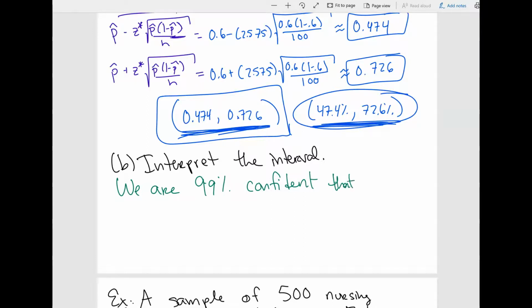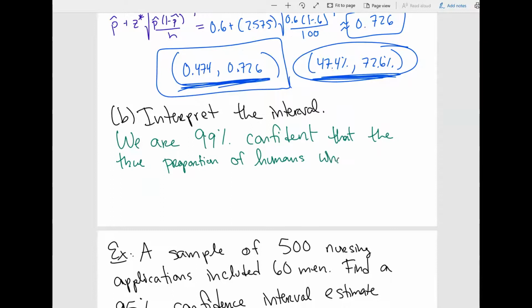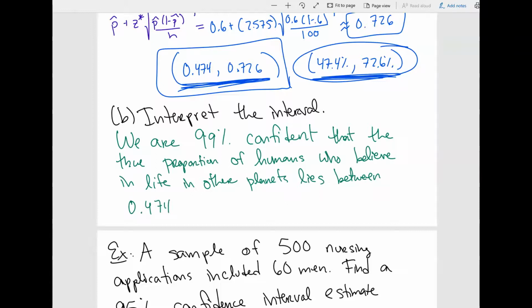That the true proportion of humans who believe in life on other planets lies between what? Well, it lies between 0.474 and 0.726. That's basically what it is.